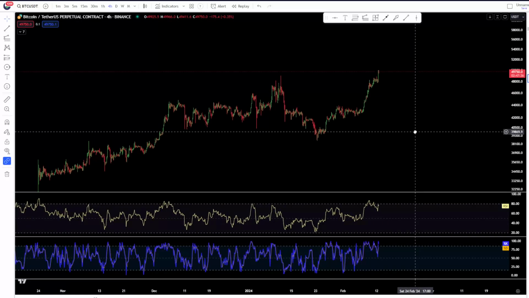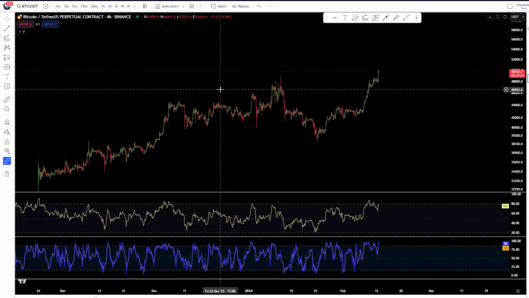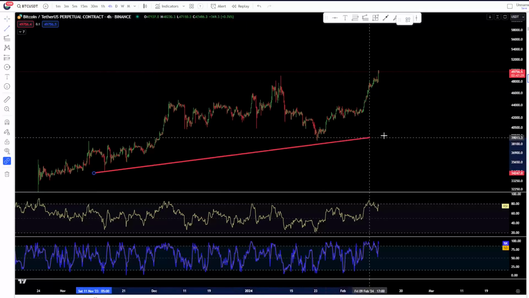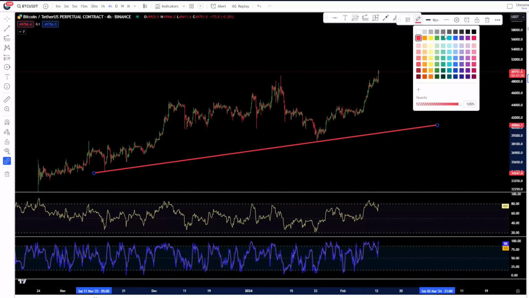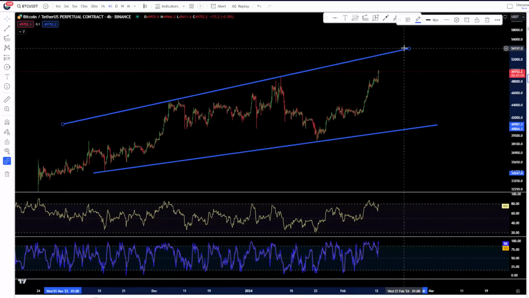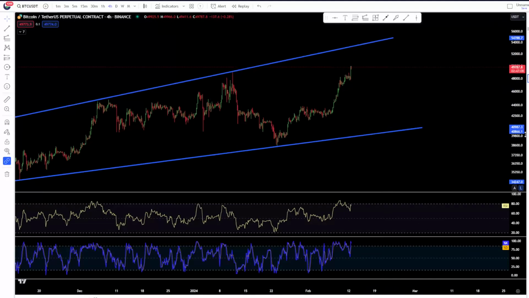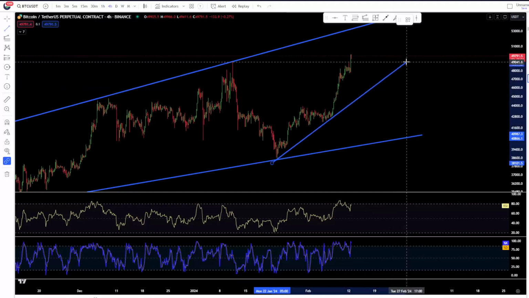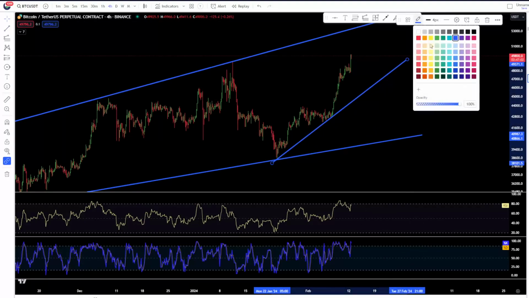Let's start by checking the current situation on the BTC to USDT pair, taking into account the 4-hour interval. First, we will use blue lines to mark the upward trend channel in which the BTC price is moving. And here it is worth emphasizing the strong upward trend line with yellow.